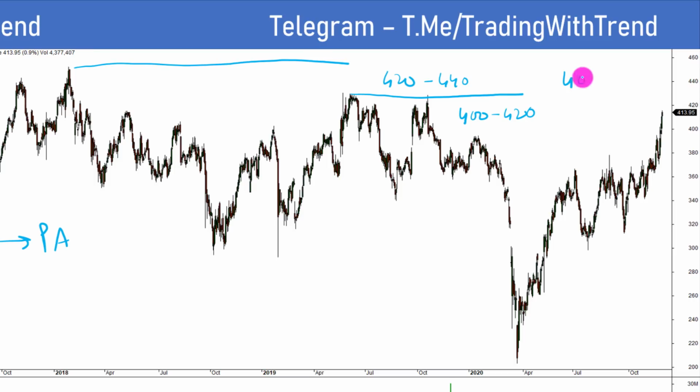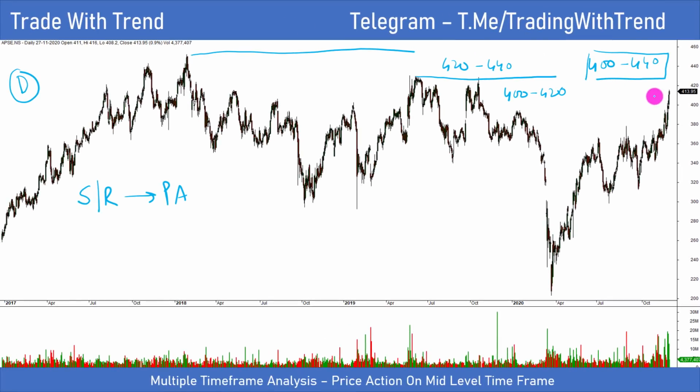So this entire zone of 400 and 440 seems to be a supply area in the market, and most of the people who read charts, they will not enter this stock thinking that a valid supply level is on the upside and price will face resistance and will start falling again. So this is not wrong entirely, but I'll just show you why this time it could be different.